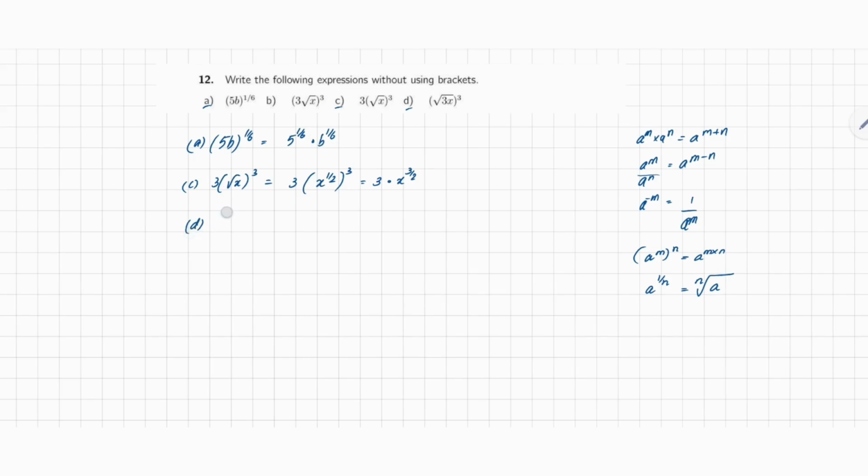Question D, we have square root of 3x cubed. This again can be written as 3 to the power 1 over 2 times x to the power 1 over 2, the whole cubed, which can be written as 3 raised to 3 over 2 times x raised to 3 over 2.